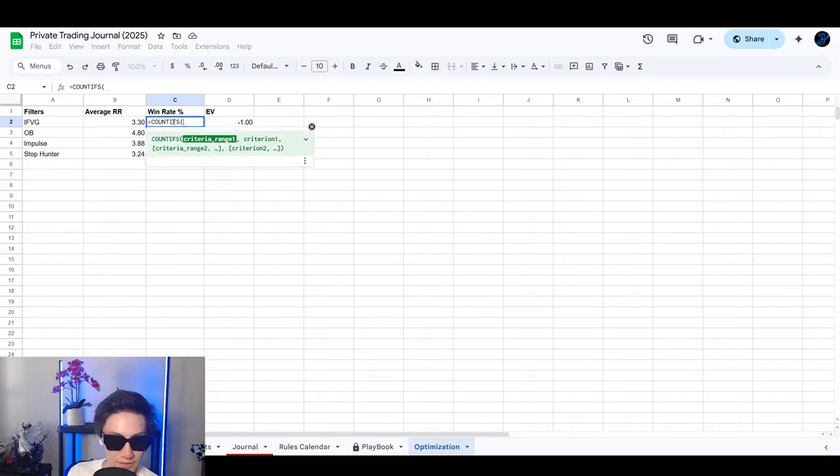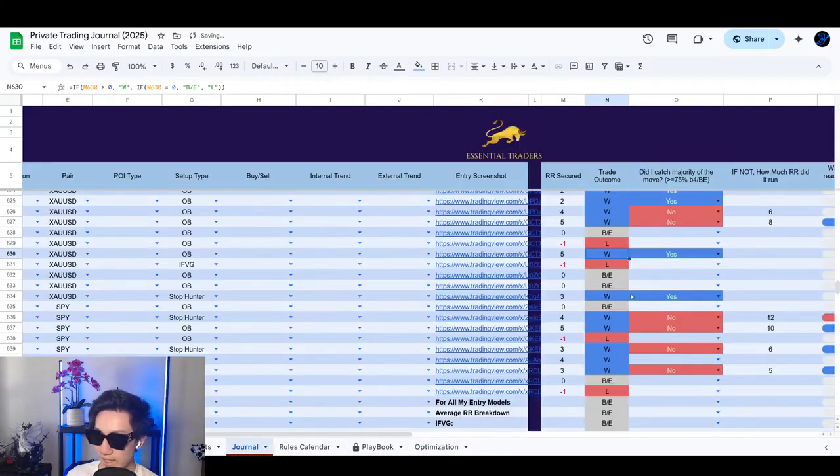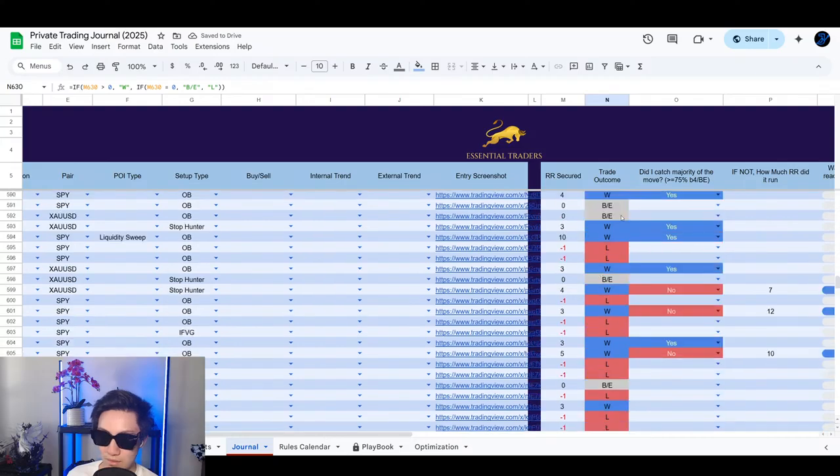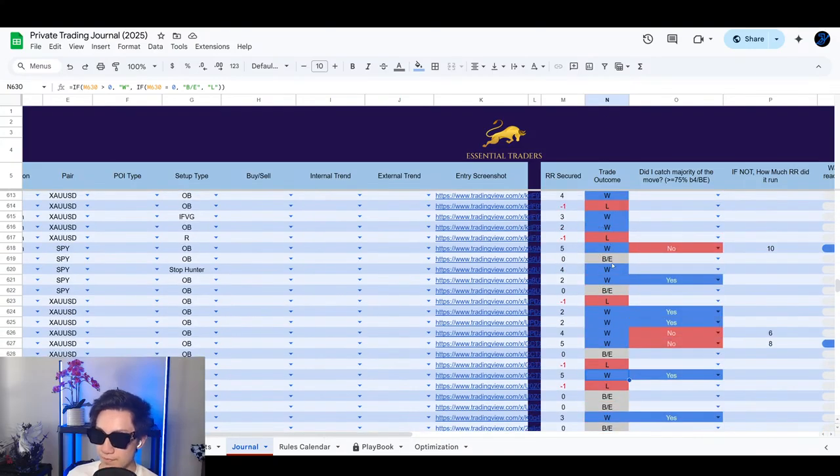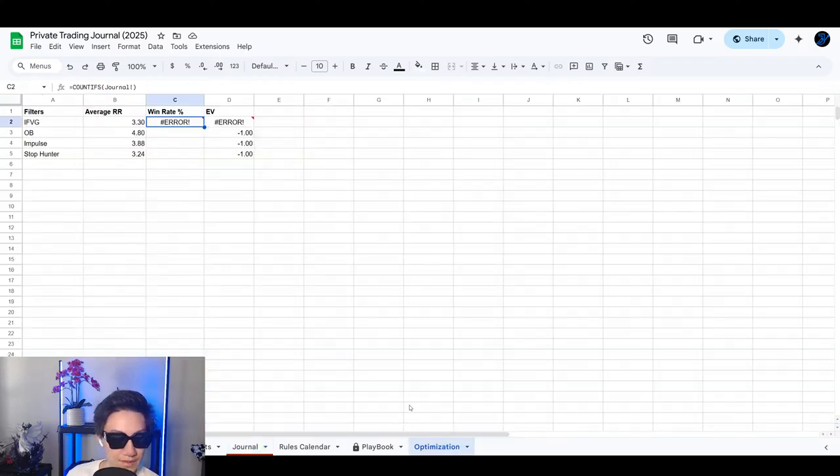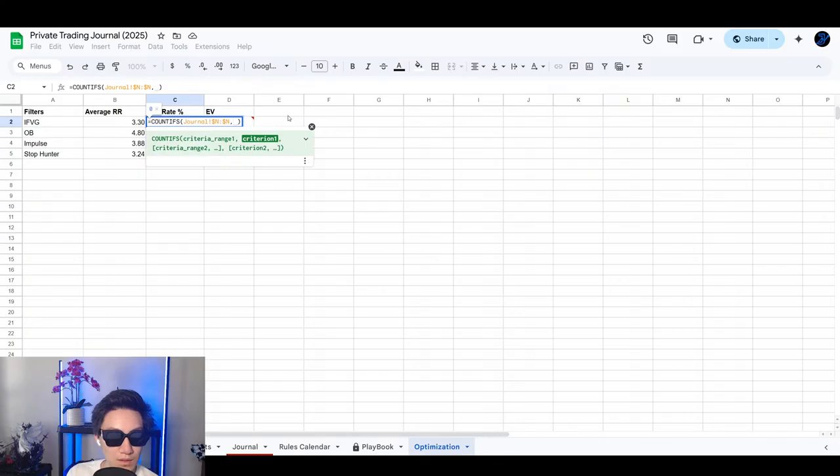So it would be, for example, like COUNTIFS, and then we have journal. I believe that's how you do a subsheet, if I remember correctly. Then we would have something like, we use AND column, so from end to end. We'll make it static. And then the criteria would just be, hold on, let me think. It would have to be this, I believe.